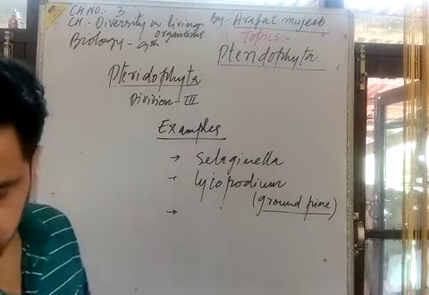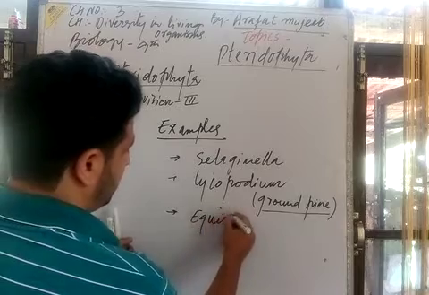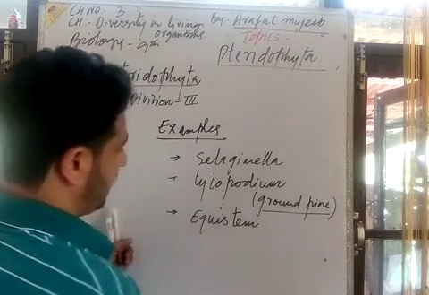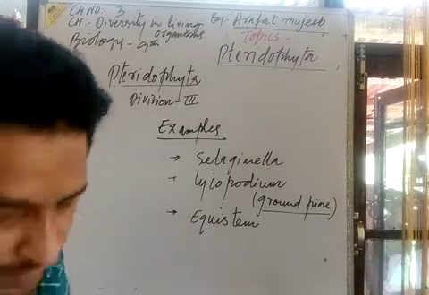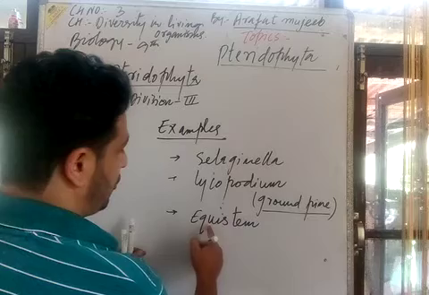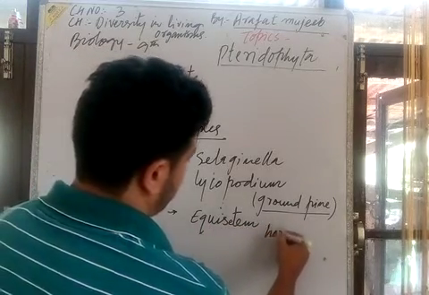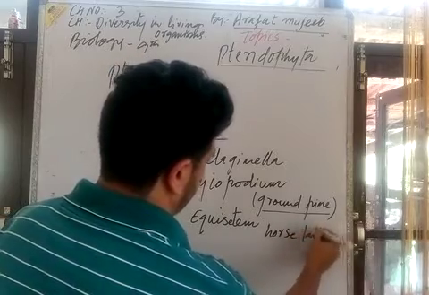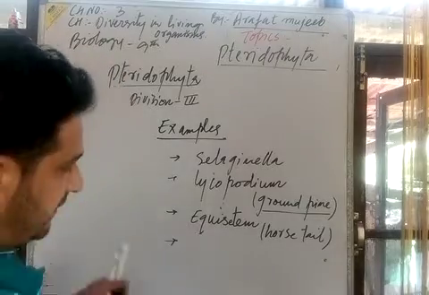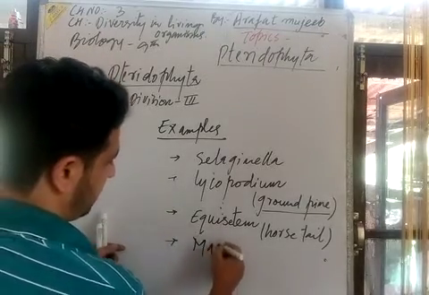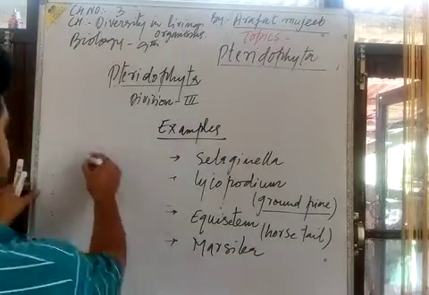Pteridophytes. Other examples are the horsetail, Equisetum. It is known as the horsetail. ये आपने देखा होगा. It is very common to find. And then there is the Marsilea. Azolla is there.